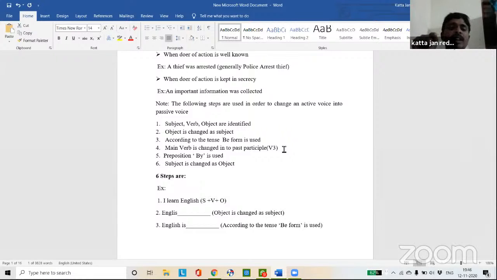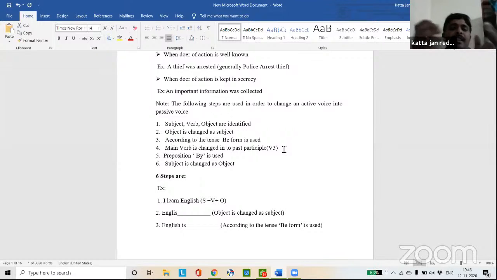But unless we know how to convert an active voice into passive voice or a passive voice into active voice, we cannot identify the given options, either active voice or passive voice. If active voice is given as a question, they will ask you to identify a similar sentence which gives the similar meaning from the following options. So then you have to identify the passive voice of that given active voice, or vice versa. It means the active voice for the given passive voice.